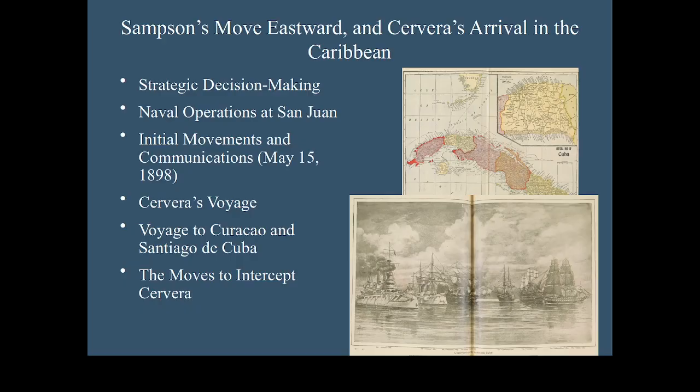So they're just shelling coastal batteries because there's not really a fleet. There's a couple disabled ships, basically. Okay, they're shelling it. They haven't invaded it yet, though. So May 15th, here are the initial movements.